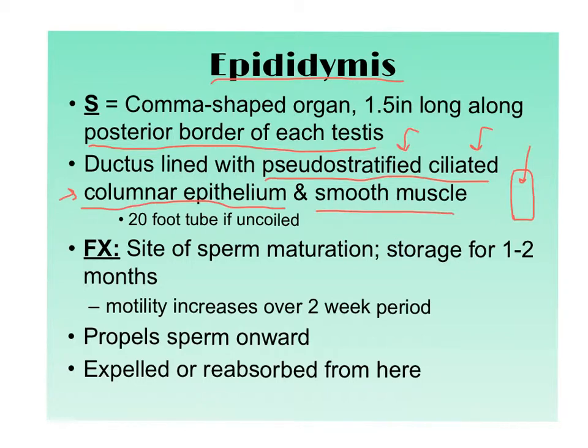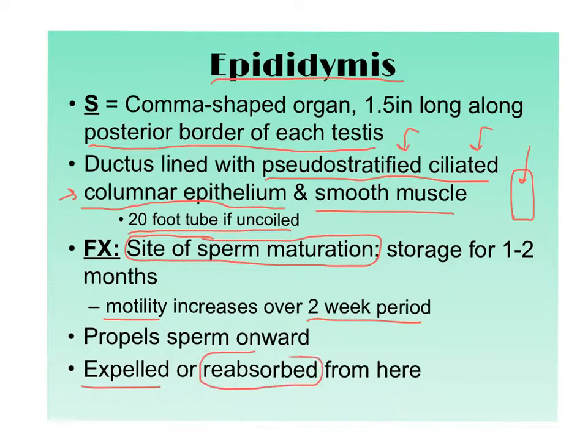And there's also smooth muscle. It's very long. It's about 20 feet long if it's uncoiled. Definitely know this. This is the site of sperm maturation. So when sperm enter the epididymis, they're very immature, and it takes a couple weeks for them to increase their motility, which means increase their ability to move, and that takes about a 2-week period. From here, they're either expelled from the body, or their nutrients can also be reabsorbed for those sperm that are not expelled from the body. But definitely remember, this is one of the first steps, and this is the site of sperm maturation.